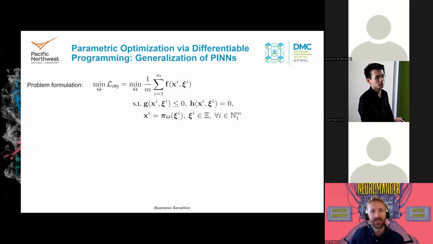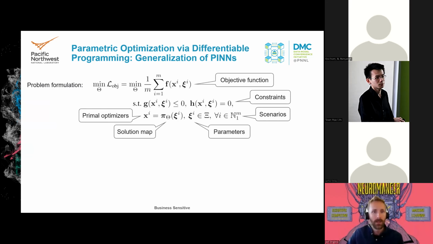Here I want to present an idea that can be considered a generalization of physics-informed neural networks. Let's have this abstract problem formulation with a nonlinear objective with our primal decisions x. That's the solution which we want to obtain. And with some parameter psi, which we can think of as collocation points in physics-informed neural networks. We could think of them as initial or boundary conditions in control problems.